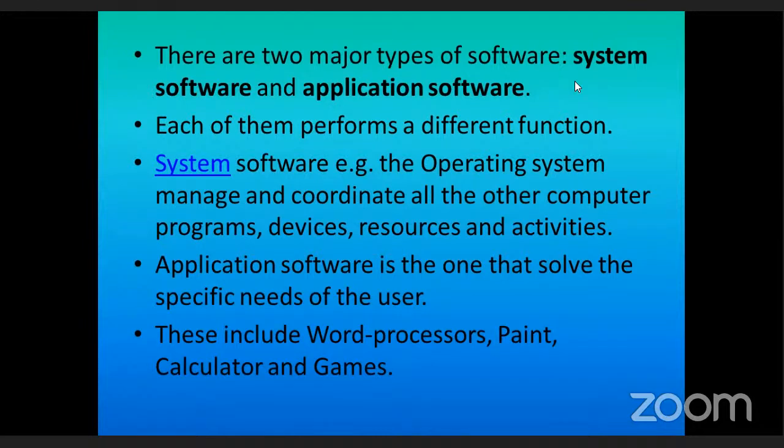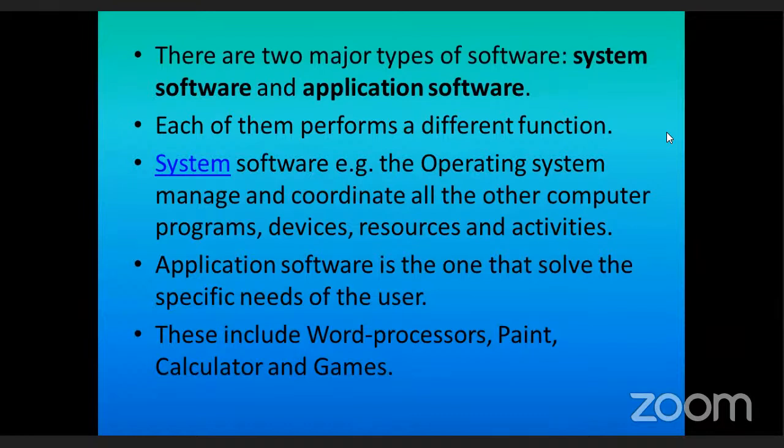Okay, that's wonderful. We have heard from Blair. We are looking at the categories of computer software that it is grouped into two: system and application software. For the part of system software, this is basically the main part of the software, because it has software to do with operating systems, utility programs, and programming languages. All these perform different tasks. For example, operating system manages and coordinates all other computer programs, devices, resources, and activities.